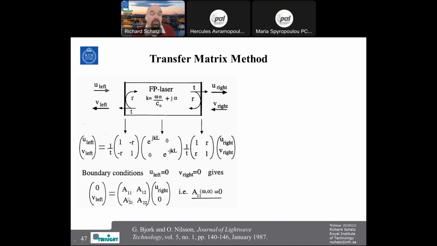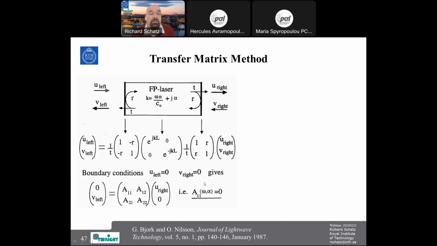And then you see that the boundary condition is that in order to have lasing, we should not need any ingoing waves into the laser. We should get outgoing waves without ingoing waves. It means that U left and V right here should be 0. And if we put that in here, we see that in order to fulfill this, A11, this matrix element, needs to be 0. Otherwise, we don't get 0 here.